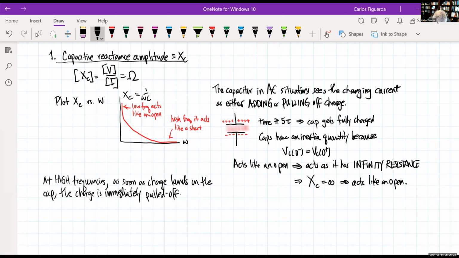So what this implies here, if I do that, then VC will be equal to 0. And if VC is equal to 0, any voltage that's 0 implies that it's a short. So at high frequencies, you could see here that the reactance of the capacitor goes to 0. It starts to act more and more like a short. And so this reactance makes physical sense because of that reason here.